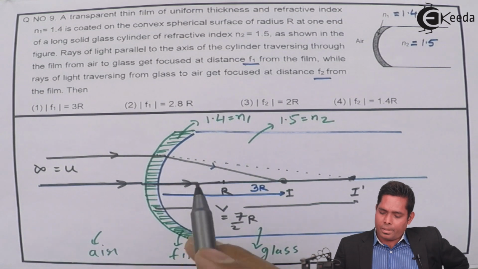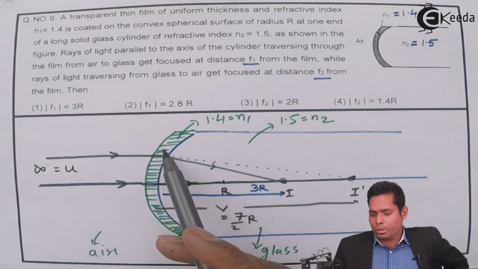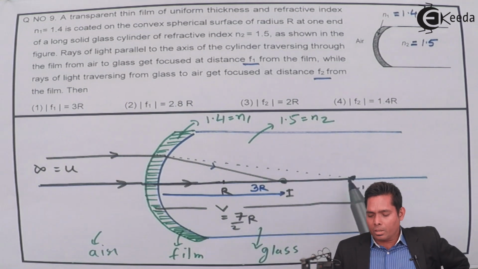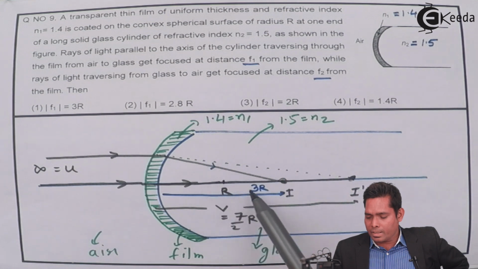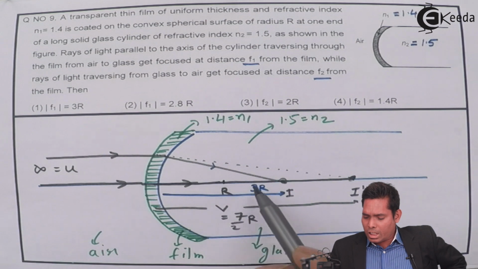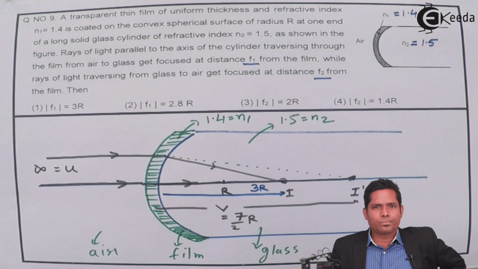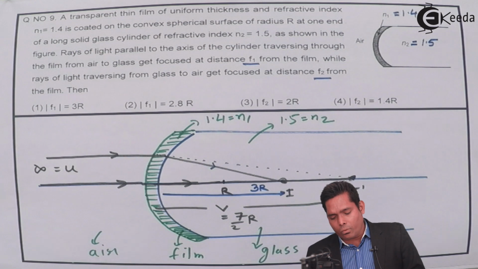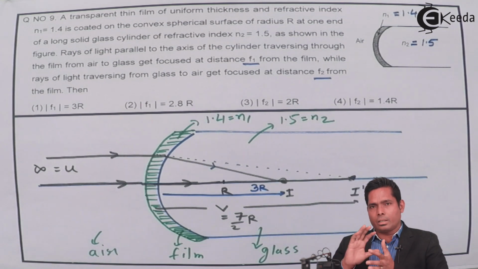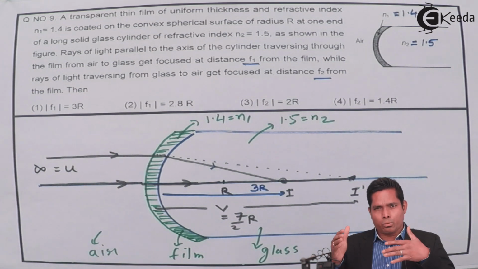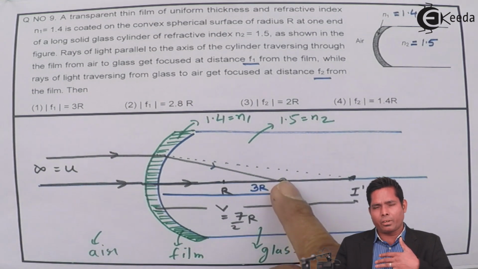So if I remove the glass and think only of the thin film, the image would have formed here, which is at a distance of 3.5R. But because the glass is present, the image is finally formed at a distance of 3R from the film. So this 3R is the distance f1 that is given. I would say it is the focal length of the thin film and glass combination, because the parallel ray is supposed to be focused at a point and it is focusing here finally.